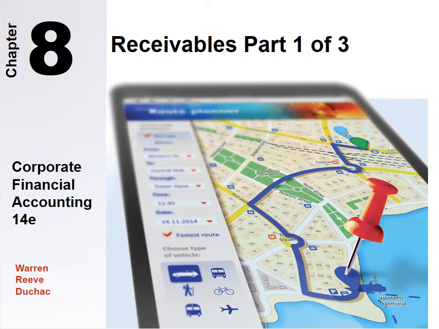Chapter 8 is about receivables, money owed to the company by different customers or individuals that maybe they've loaned money to if they're a bank. And so these receivables are current assets, and we're going to be going through in detail the accounting for receivables and what we do if we can't collect our receivables.